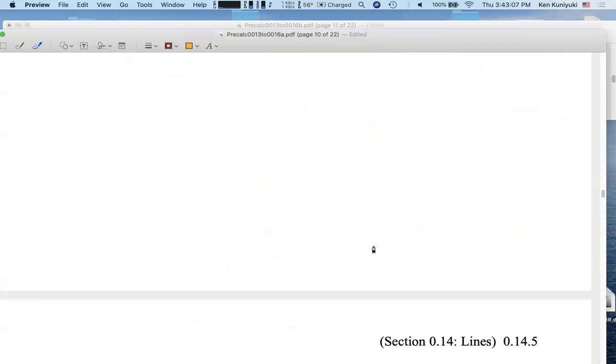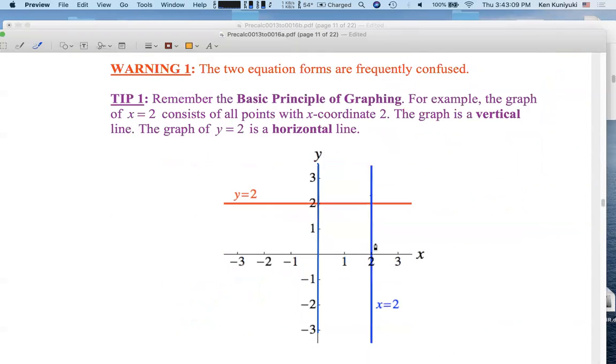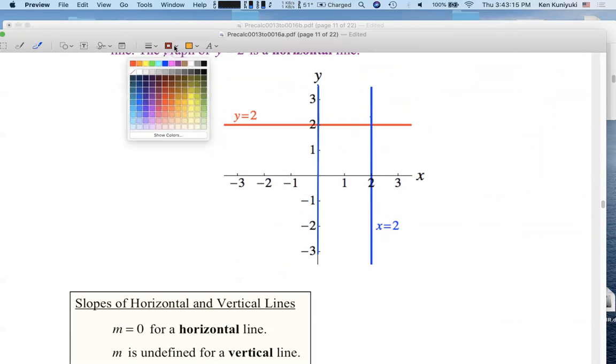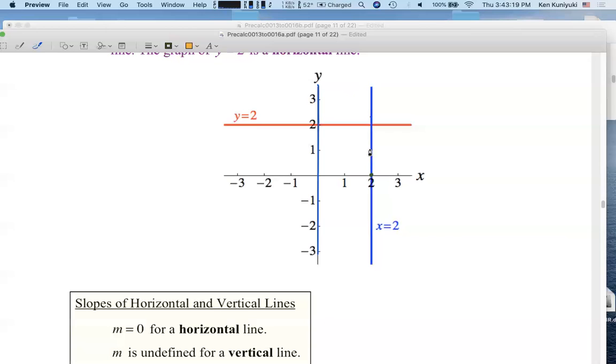The basic principle of graphing. The graph of x equals 2 will be a vertical line because points include (2, 0), (2, 1), (2, 2), that intersection point, (2, 3), (2, pi), (2, negative pi), and so forth. All the points with x-coordinate 2 form this vertical line.